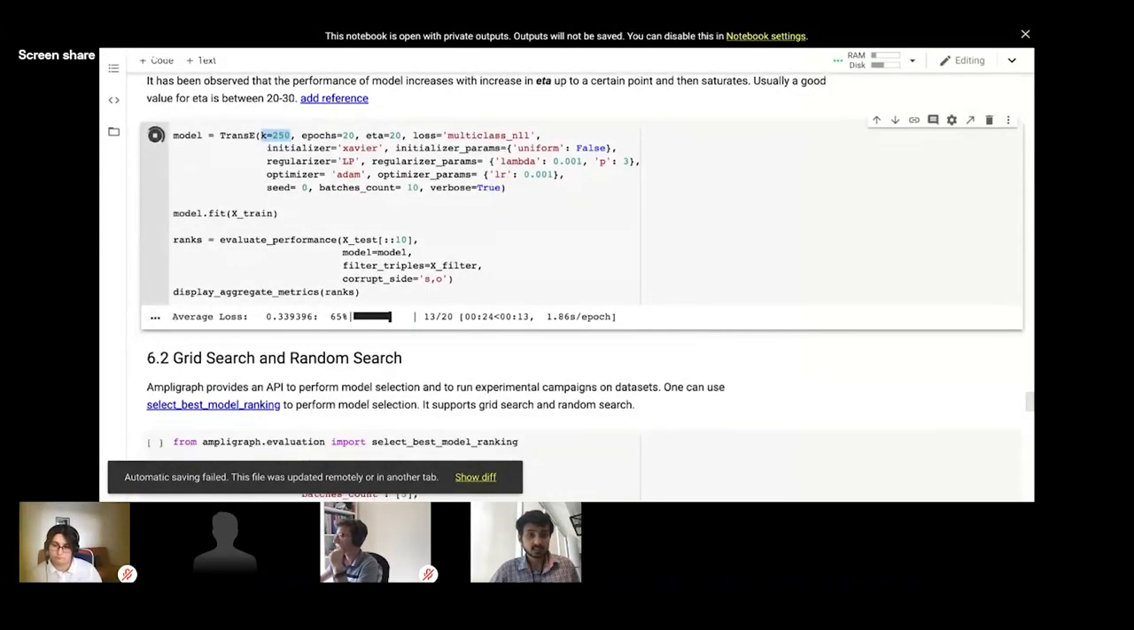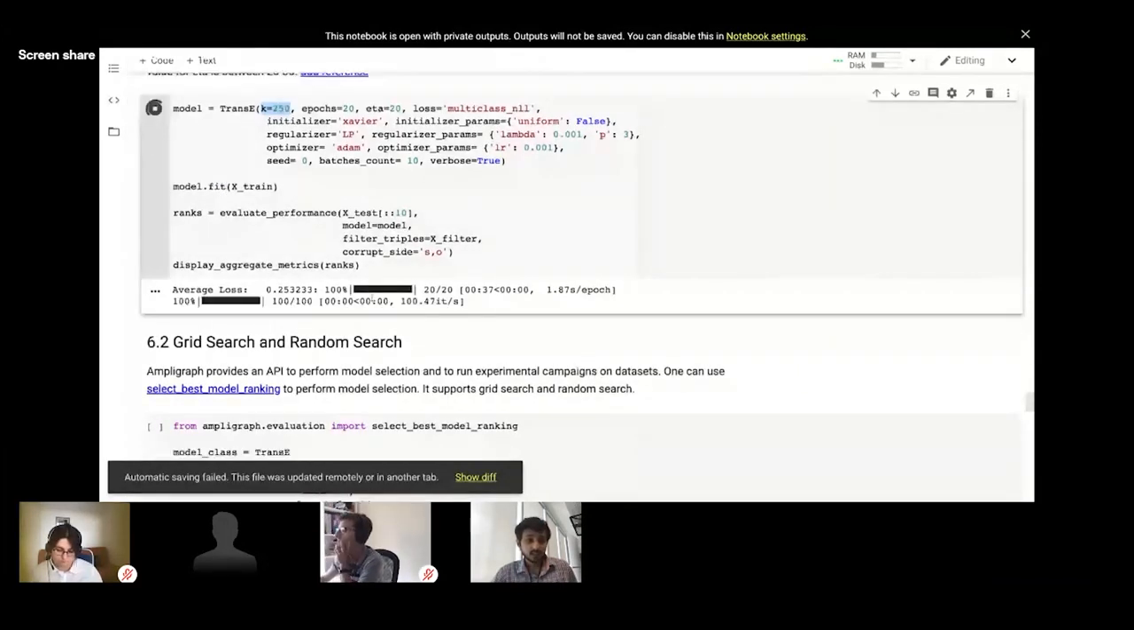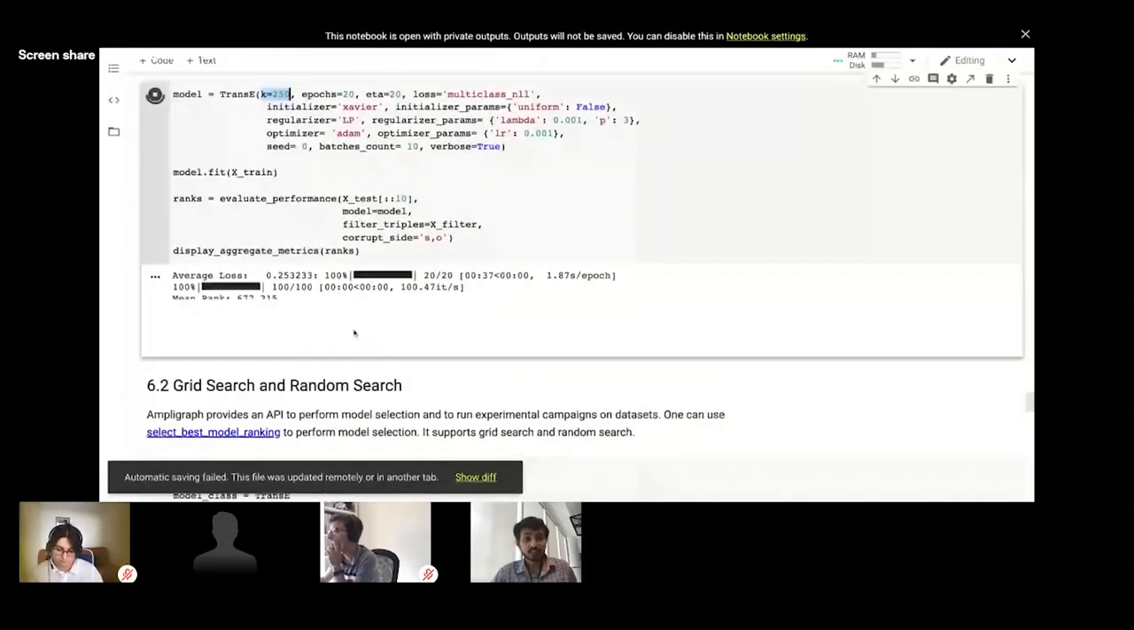When I do this, it takes slightly more time to train because the number of corruptions that are generated is now higher. That's why time-wise it's longer. But performance-wise, you would see the performance now is quite good. You can see the MRR score is similar to what it was with k equal to 1000. So now you can see the difference. Ideally, you'd balance between k and eta.